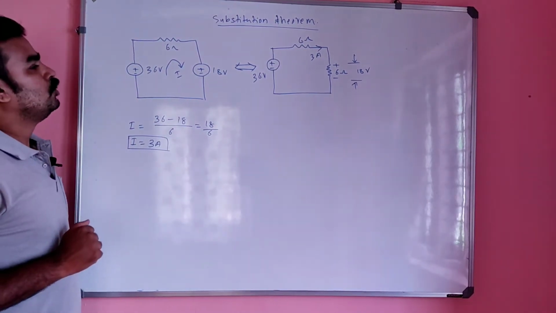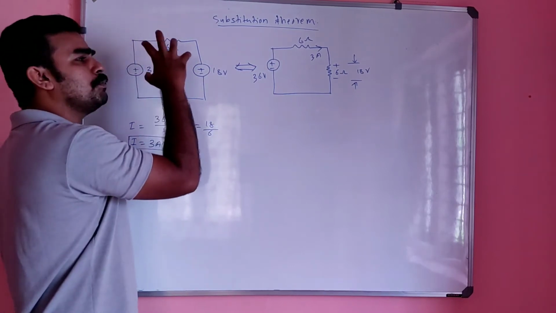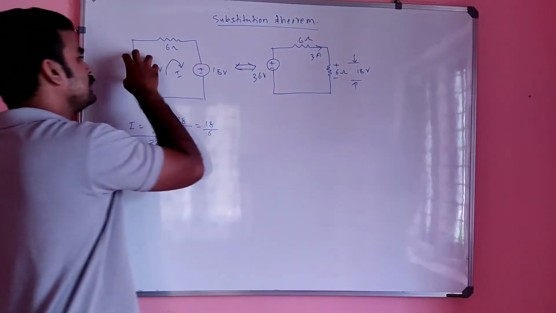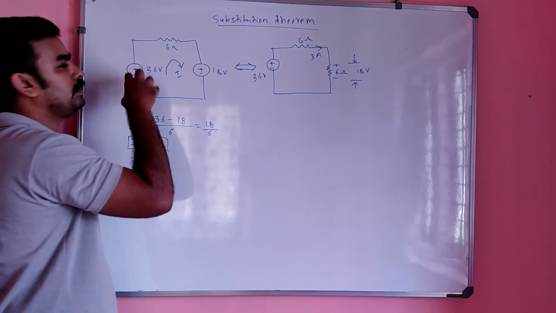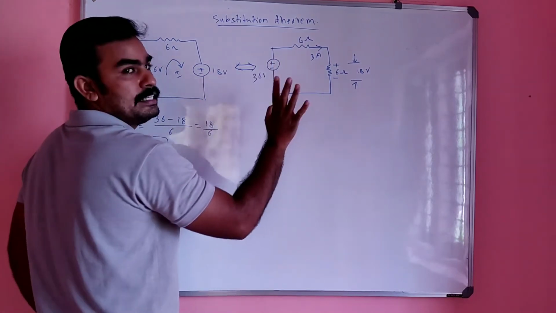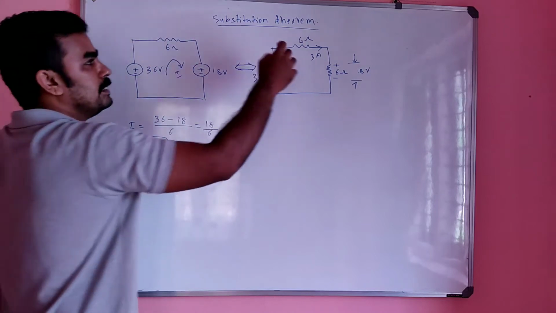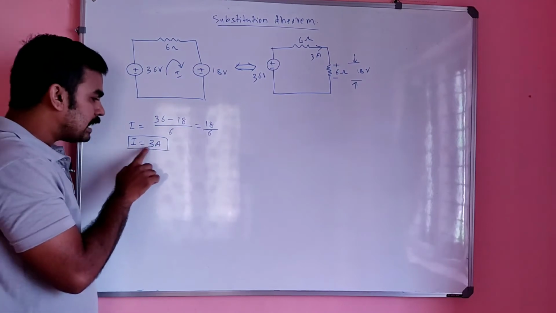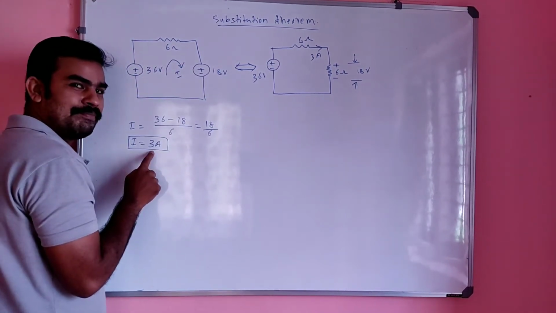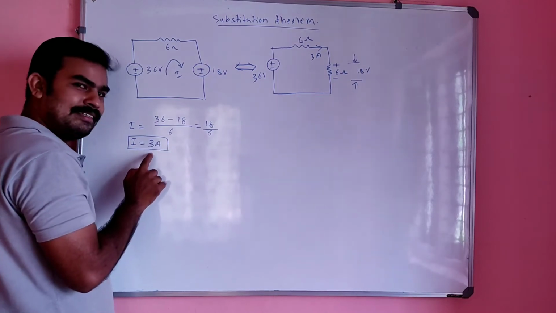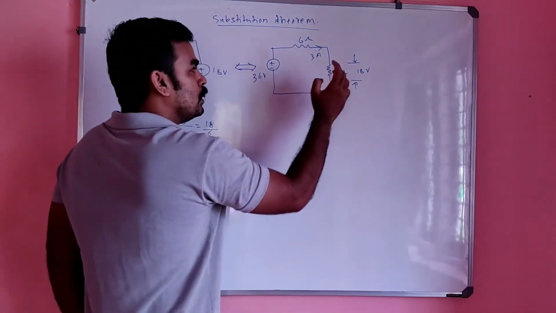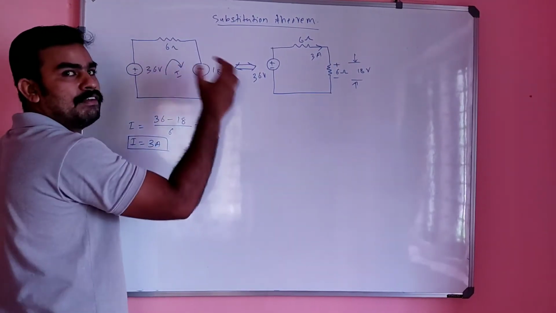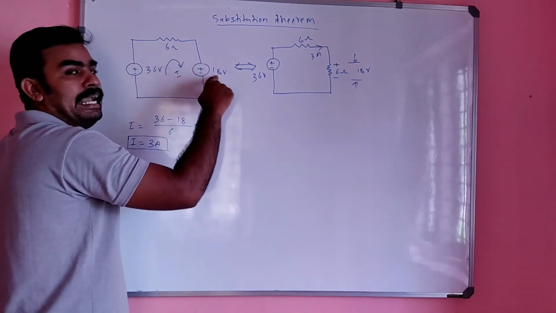You know all this. So the same circuit can be represented like this: keep the 36 volt like before, and the 6 ohm like before, there is no change in that. The total current through the circuit is 3 ampere now. So there was initially a voltage of 18 volt here.